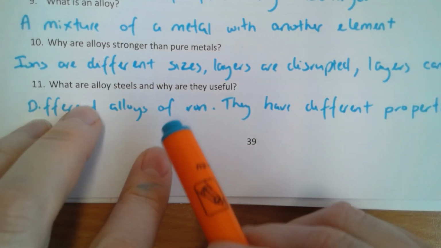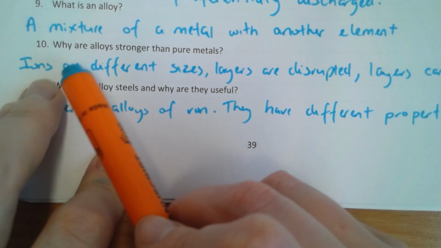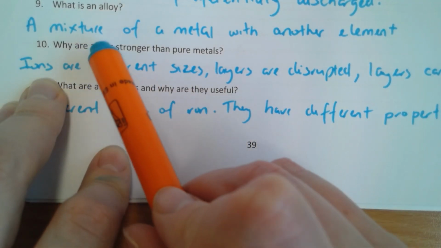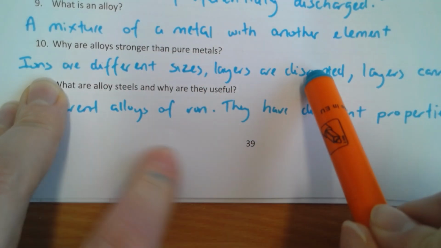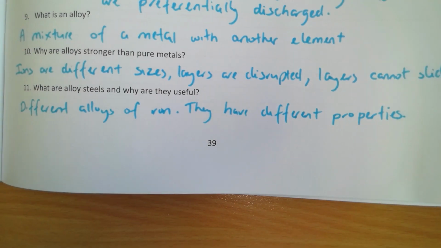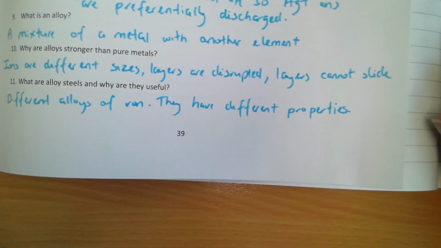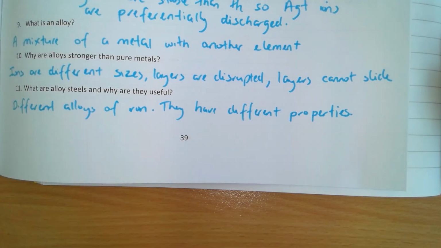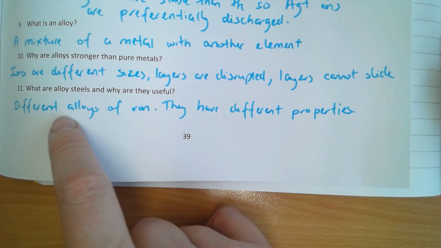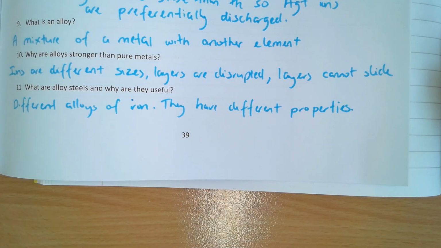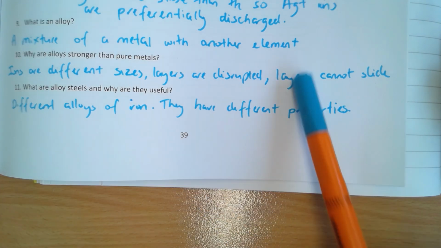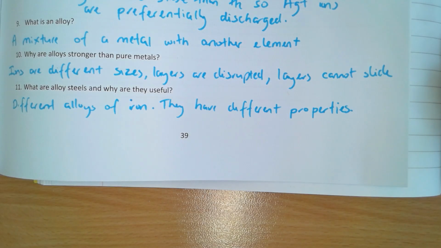Why are alloys stronger? I've gone for ions here. The ions are different sizes. If you've got an alloy and you've got two things mixed together, the ions will be different sizes. That disrupts the layers, and that means the layers can no longer slide over each other, and that's going to make it less malleable and therefore stronger. What are alloy steels? They're just different alloys of iron. You need to know that iron is the main metal in steel. You're mixing it with different things, and depending on what you mix them with, they're going to have a range of different properties, some being stronger than others.